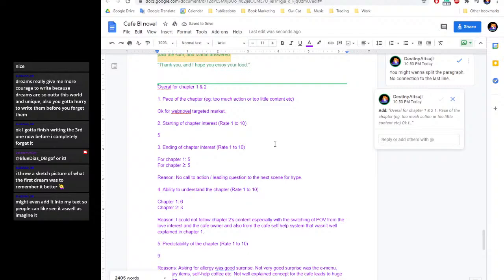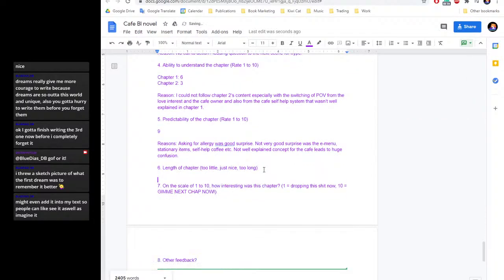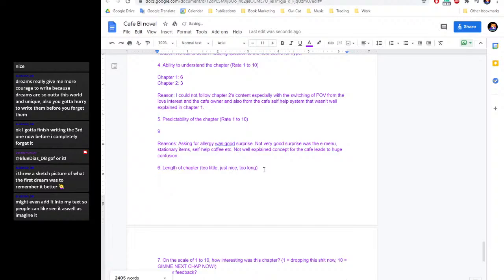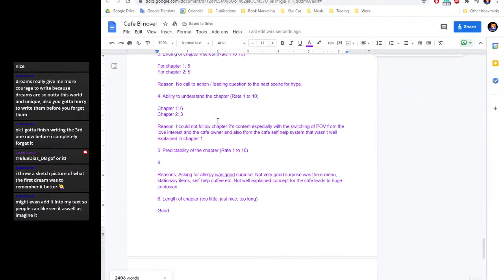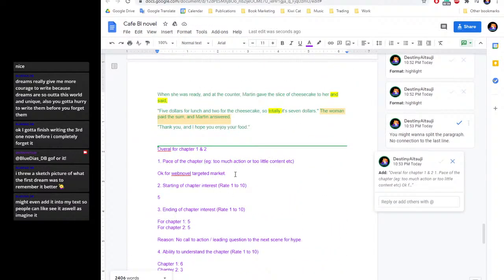So the length of chapter, okay, length of chapter is also alright. Okay, there's a difference between the pace of the chapter and the length of chapter. Just now what I was talking about was the length of chapter. So pace of chapter. Okay, sorry. Pace is actually the content inside the chapter. So I find that the content inside this chapter was sufficient, but it wasn't enough.